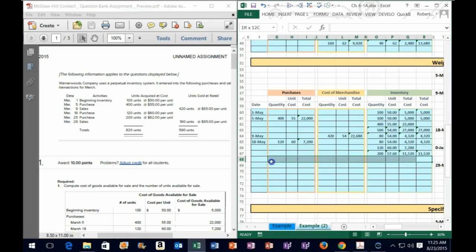Notice I'm on this line, so I'm going to be here on F68, and the next item that happens is on 525, where we purchase 200 units, 200 in the purchase column, tab, at $62, tab. I'm going to multiply those out by saying equals, I'm using the left arrow twice, times the 62, and enter. Again, you could just do 200 times 62.